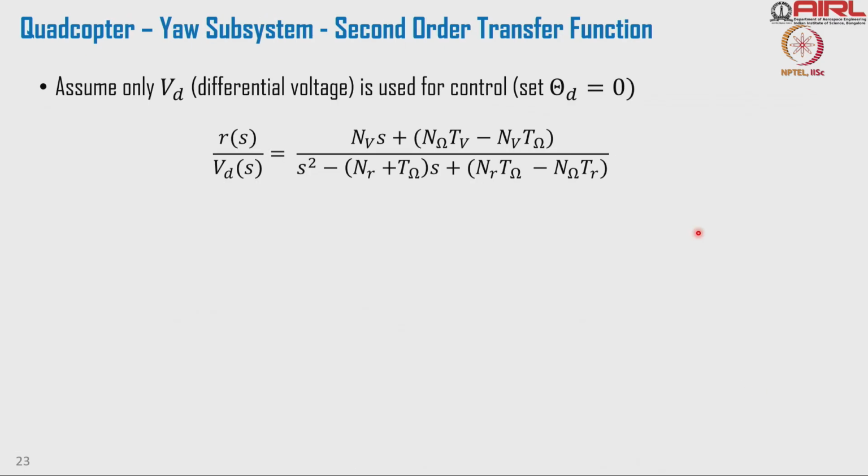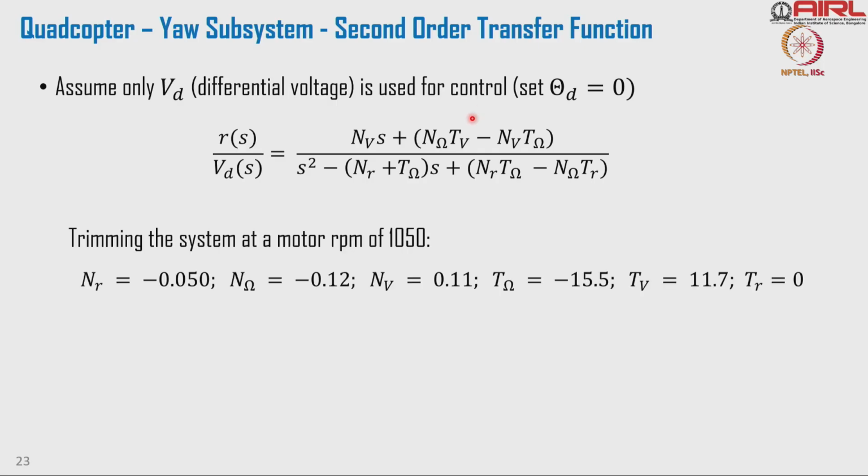So if I set Vd, the differential voltage, which is more important for me to control, and theta d is 0, there is no change in pitch, then I can write the transfer function of yaw dynamics, R of S by Vd. That is the response, output by input, and Vd is the input. I get the equation. You see here, this is a second order system: S square minus (NR plus T omega) S, and then you have omega n square. You can think of this as 2 zeta omega n and this as omega n square, and then you have a 0 on the top.